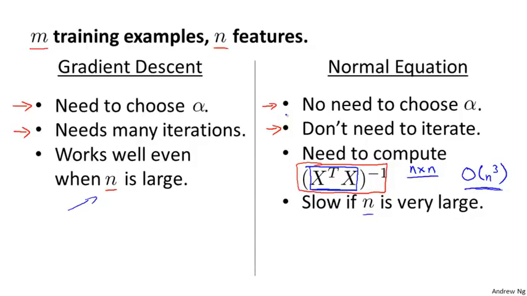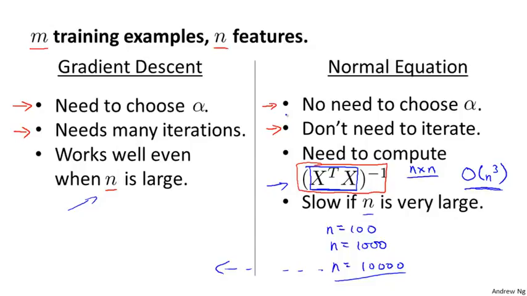What does small and large mean? Well, if n is on the order of 100, then inverting a 100 by 100 matrix is no problem by modern computing standards. If n is 1000, I would still use the normal equation method. Inverting a 1000 by 1000 matrix is actually really fast on a modern computer. If n is 10,000, then I might start to wonder. Inverting a 10,000 by 10,000 matrix starts to get kind of slow, and I might then start to lean in the direction of gradient descent, but maybe not quite.